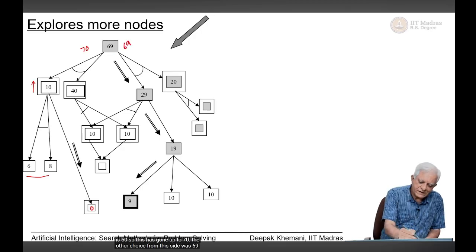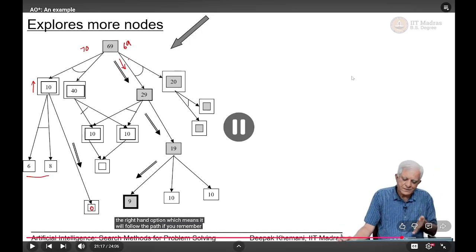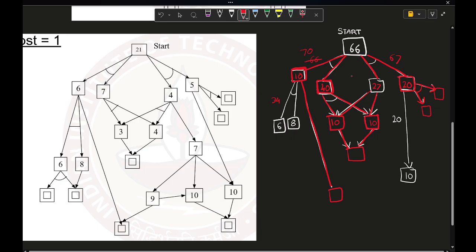The other choice from this side was 69, and therefore the arrow has switched back to the right hand option, which means it will follow the path. It won't mark it as solved. It will explore the right hand side. It will explore this, but our cost is 67. It says the cost here is 69.